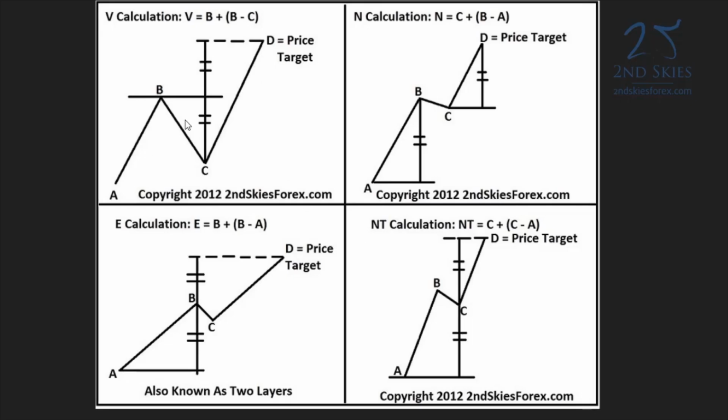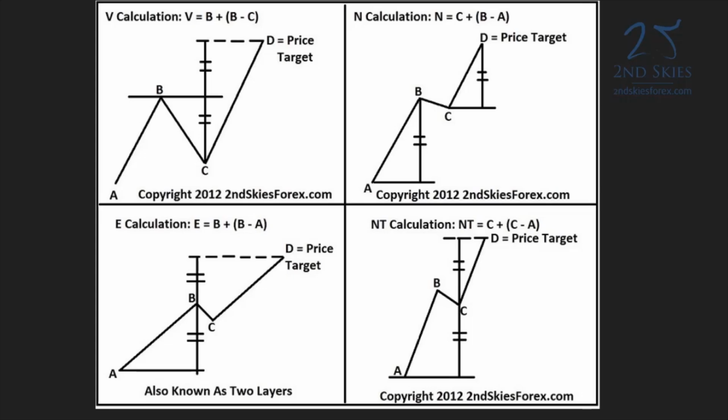The V type wave calculation or N wave structure, the N calculation N wave structure, the E calculation N wave structure, and then the NT, which is very uncommon. We won't really talk about that in this particular video. So we're just going to be talking about the N, the V, and the E N wave structures based upon price calculations.